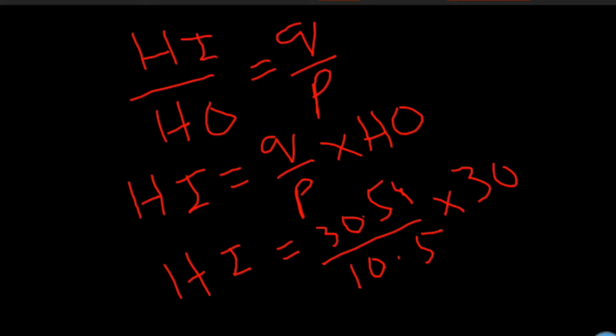Now you have to solve it by yourself. Okay, you have to solve it by yourself and find the answer. 30.54 divide 10.5 multiply by 30.